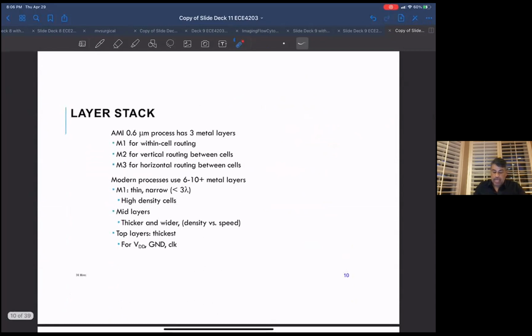We talked about the layer stack. The narrower layers are for inside of cells, which tend to be high density, thin and narrow. As you get to thicker lines, you're going to use them for power, ground, and clock.